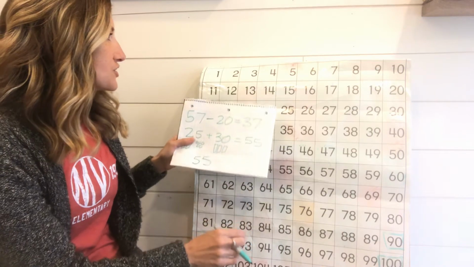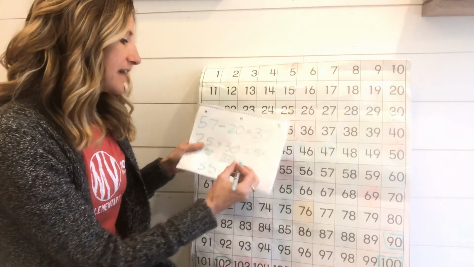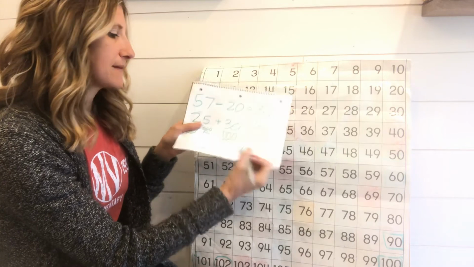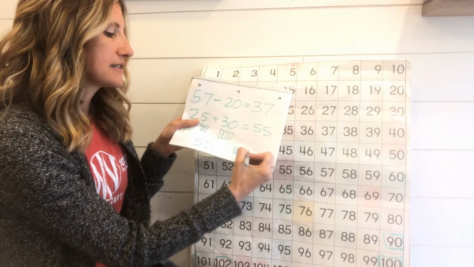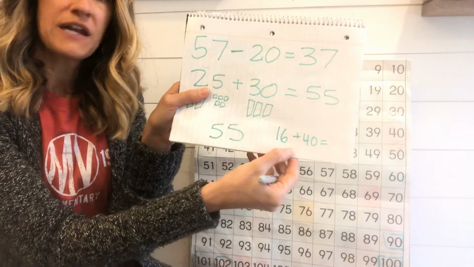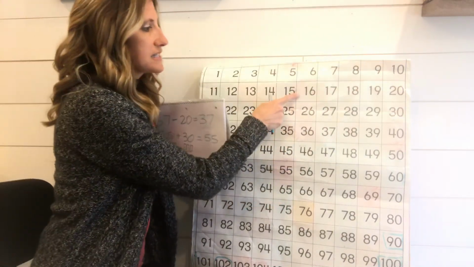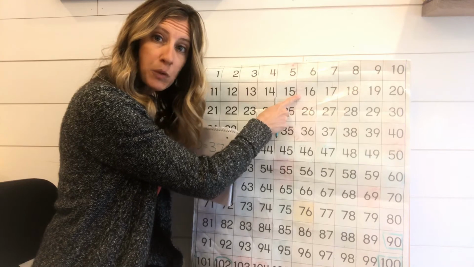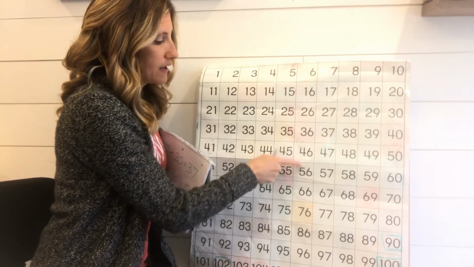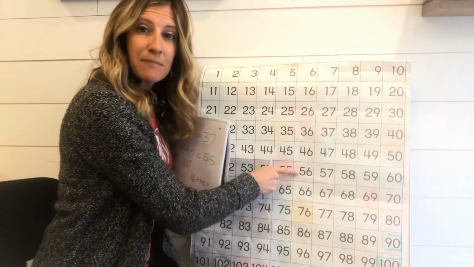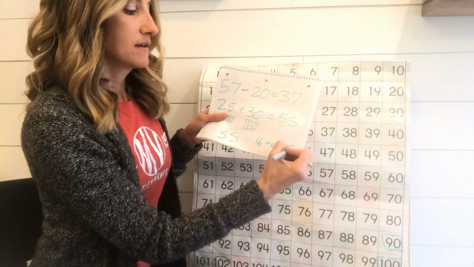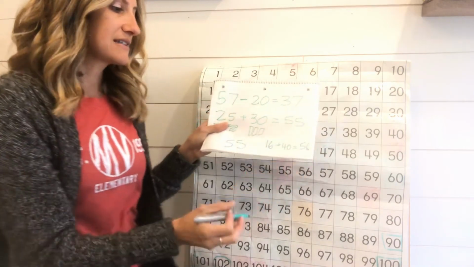So let's start at 16. 16 plus 40. That's a big one. So let's start at 16. The numbers are getting bigger, so we want to go down. 10, 20, 30, 40. 16 plus 40 is 56.